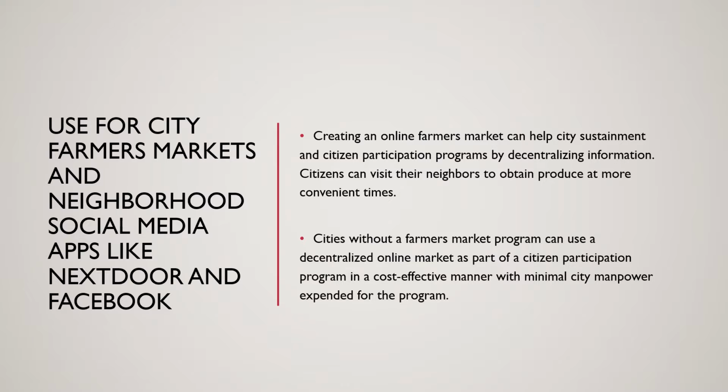This can help sustain the citizen participation programs by decentralizing that information. Citizens can visit their neighbors at an agreed upon time to get produce, at way more convenient times than having to wait till Saturday between 10 a.m. and 3 p.m. or Sunday between 8 and 12. Sometimes it can be hard to get out there.